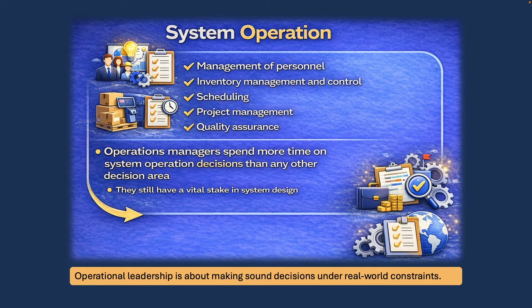System operation decisions include personnel management, scheduling, inventory control, project management and quality assurance. Operations managers spend more time on system operation decisions, but they still have a vital stake in system design. Operational leadership involves making sound decisions under real-world constraints. Leaders must balance efficiency, quality, and responsiveness daily.